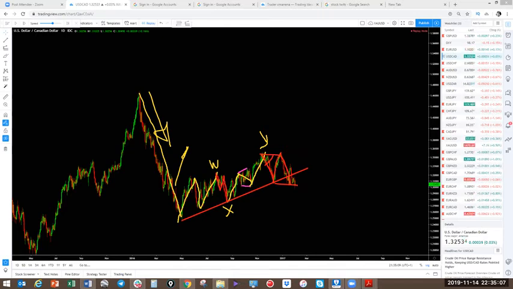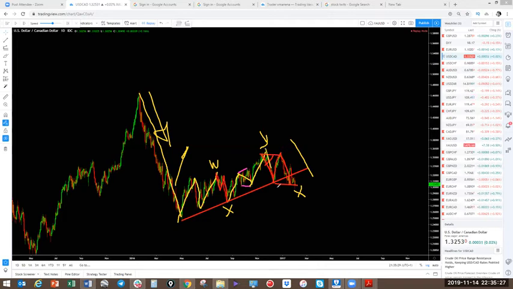It's a flat, but which flat correction? A regular flat, right? Because this just touches there and just touches there. Excellent. Now this will be an X. So why are we saying this is an X? If we have a double XY there, why are we not saying this is going to go down? That is because this did not make any impulse.